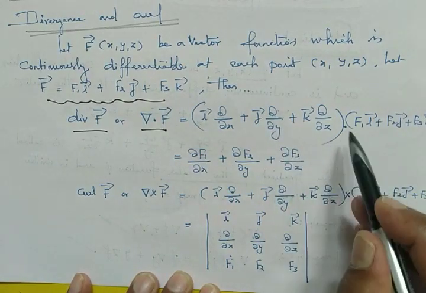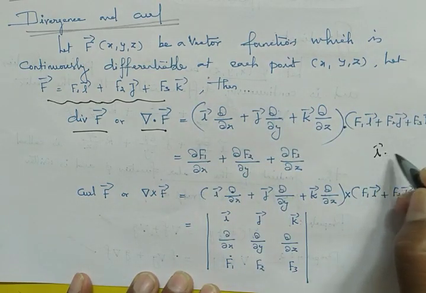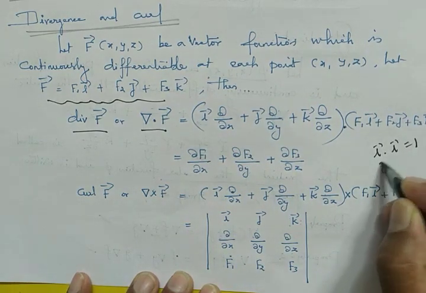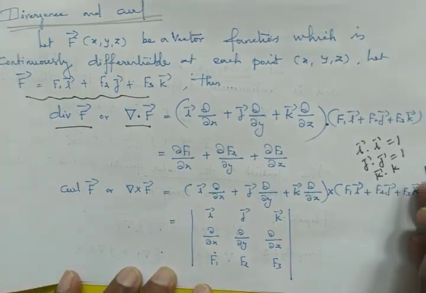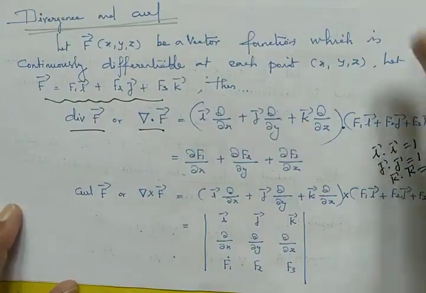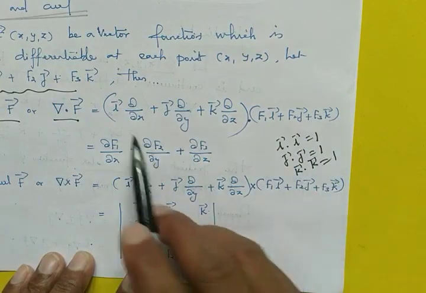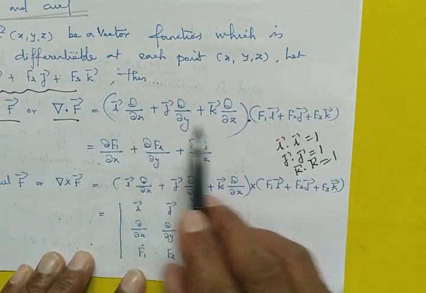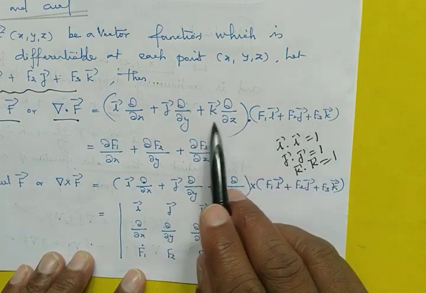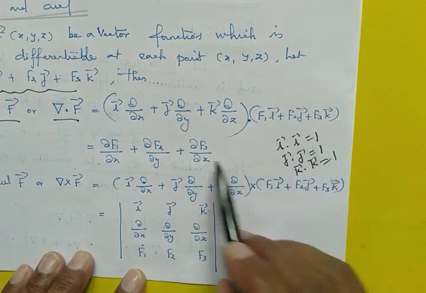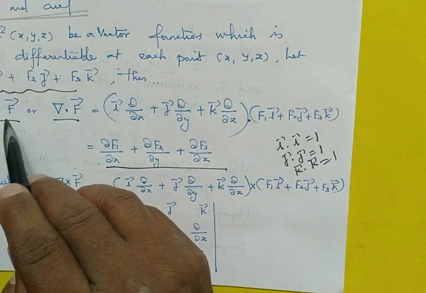If you put a dot product in between these, i dot i is 1. I vector dot i vector equals 1. J vector dot j vector equals 1. K vector dot k vector equals 1. When you take the dot product, you multiply the same vector only, and the result comes 1. So i vector into i vector is 1, therefore dou by dou x into f1. J vector, dou by dou y into f2. K vector, dou by dou z into f3. This is the result of del dot f, the divergence of f.